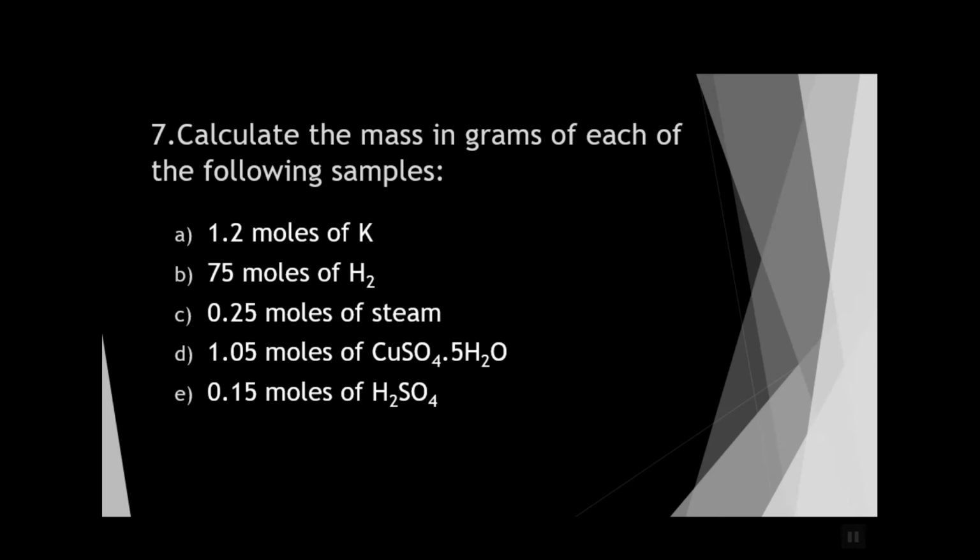A, 1.2 moles of potassium, B, 75 moles of hydrogen, C, 0.25 moles of steam, D, 1.05 moles of copper sulfate dot 5H2O, means pentahydrated copper sulfate, and E, 0.15 moles of sulfuric acid, H2SO4. Now let's start. A part, 1.2 moles of potassium.